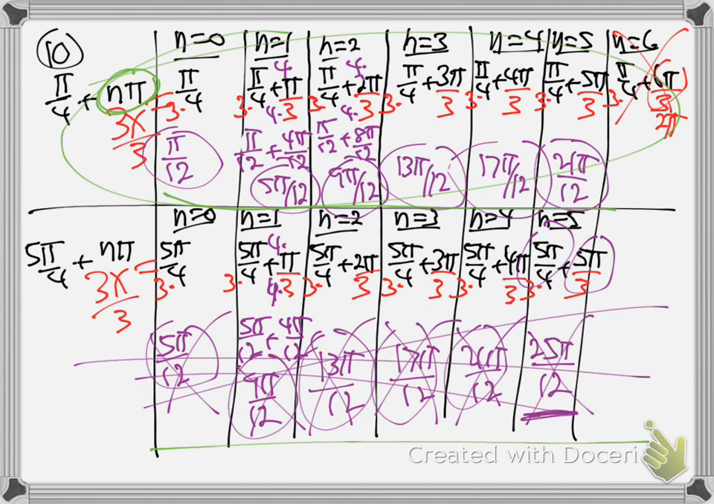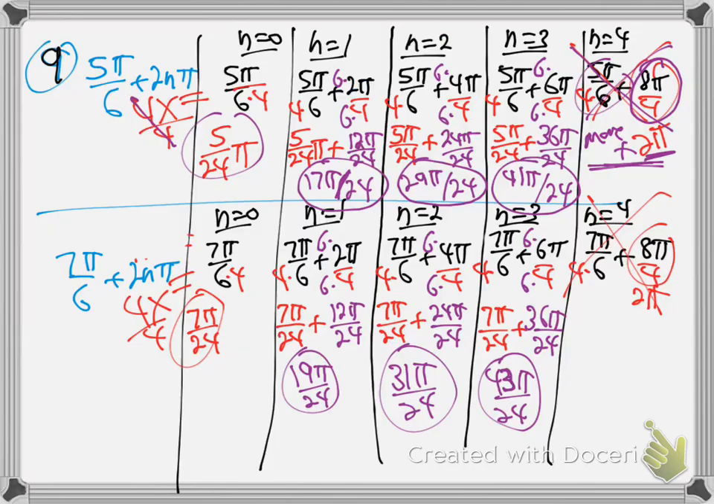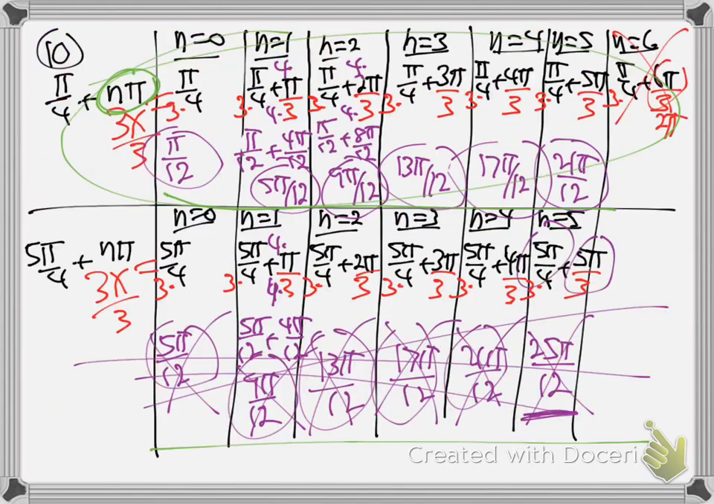Tangent repeats every pi. If you do sine or cosine like back here, we had to do 2 n pi for sines and cosines because they repeat every 2 pi. Every full circle, they repeat themselves. But tangent repeats itself every pi, every half a circle. So you always use n pi for tangent.